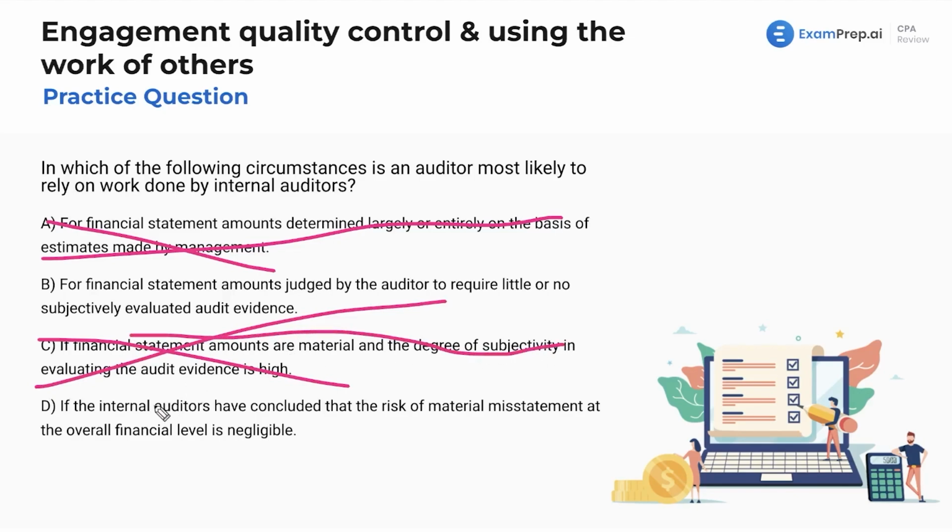Not going to happen. And what about if the internal auditors have concluded that the risk of material misstatement at the overall financial level is negligible? No. We are not going to be able to trust them when it comes to the risk of material misstatement. You can't trust the internal auditors to determine all of the risk of material misstatement, right? That's your entire job. So that's like saying, hey, we trust the internal auditors to do the entire audit. So yeah, we're not going to do that, right, guys? We're not going to do that. Leaving us with just letter B.